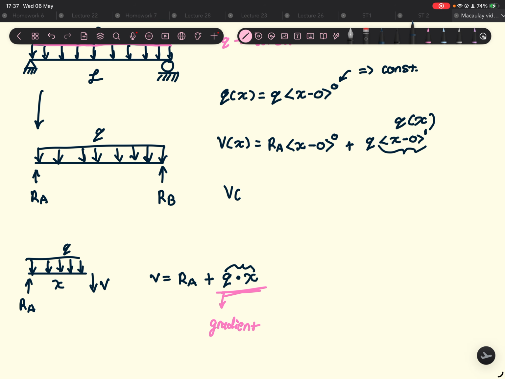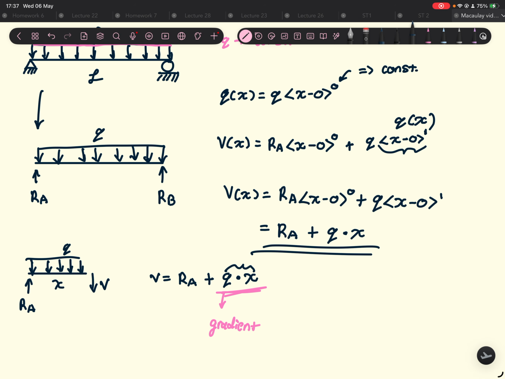Our Macaulay function is going to be RA, right, x minus 0 to the power 0 plus q x minus 0 to the power 1. Cool. We can simplify this. This will just become RA, and then we add q times x. Cool. That's our equation for our shear force.